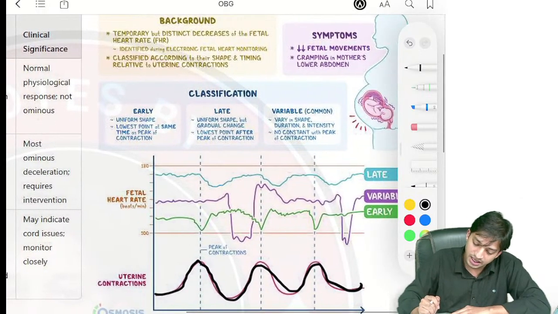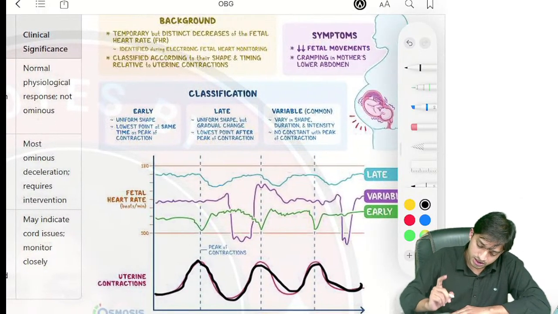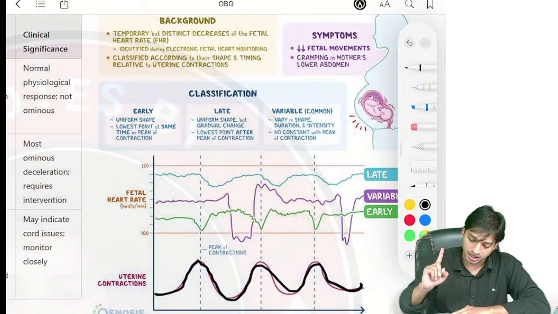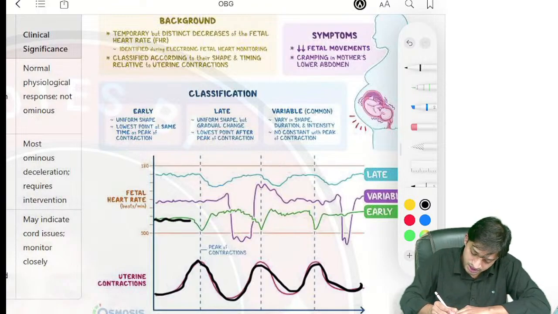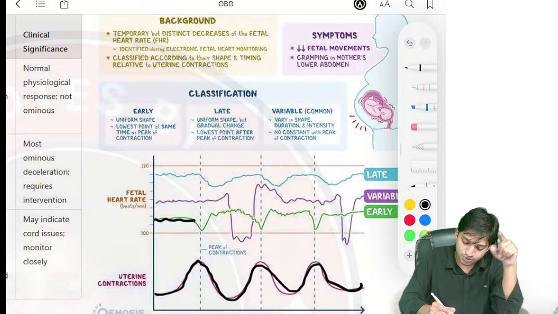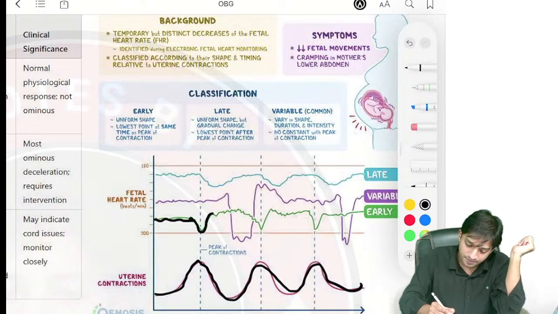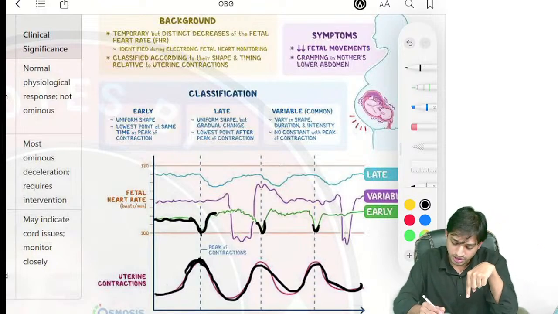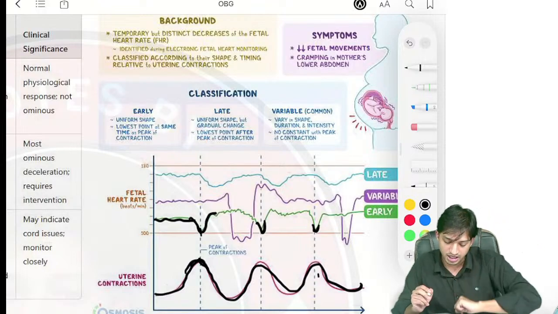See, in late what will happen? See, in uniform shape, first we'll discuss the early type. The shape will be uniform, you can see here, but the lowest point of the fetal heart rate will generally correspond to the maternal contraction. You can see the peak here is corresponding to the lowest point. Early में, you can look, the peak and the lowest point are corresponding, early में, right?